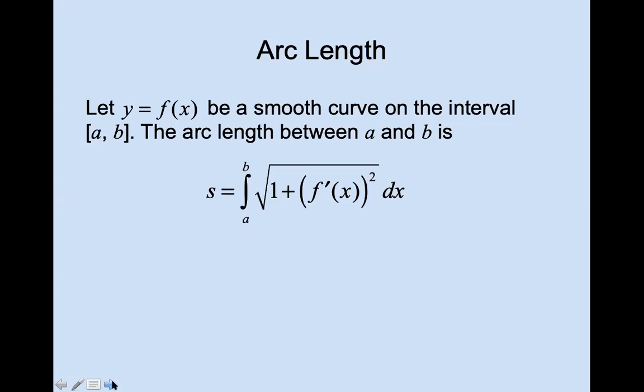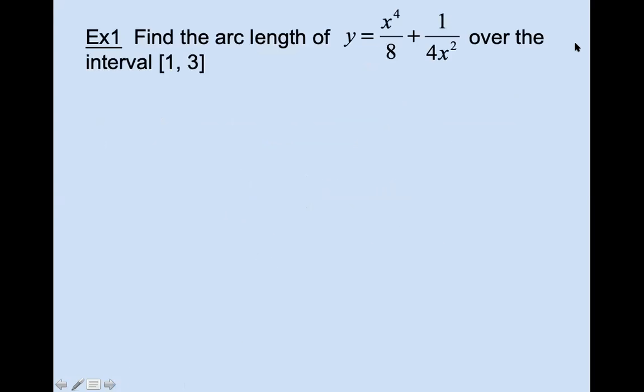So let's look at our first example. It says, find the arc length of y equals x to the 4th over 8 plus 1 over 4x squared over the interval 1 to 3. So the first thing we need to do is find the derivative. So I'm going to grab my pen here.